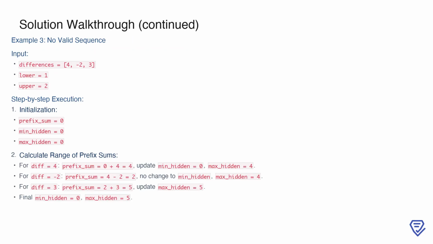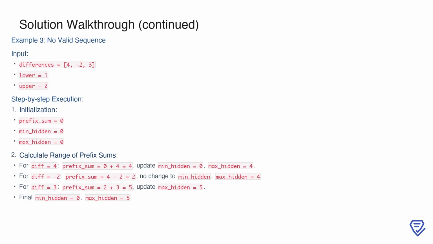In this example, we analyze a case where no valid sequence exists. The input differences are 4, -2, 3, and the bounds are 1 and 2. Starting with initialization, we set prefix_sum, min_hidden, and max_hidden to 0. Then, we compute the range of prefix sums. For the first difference, 4, we add it to prefix_sum, making it 4, and update max_hidden to 4 while min_hidden stays at 0.